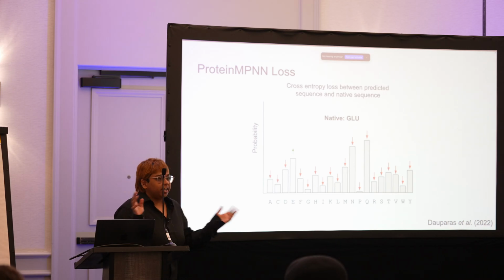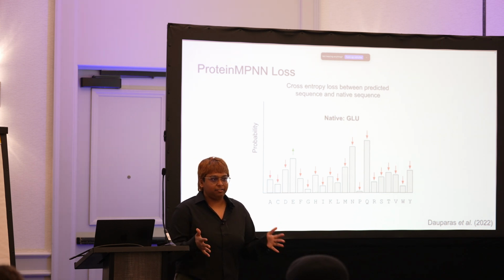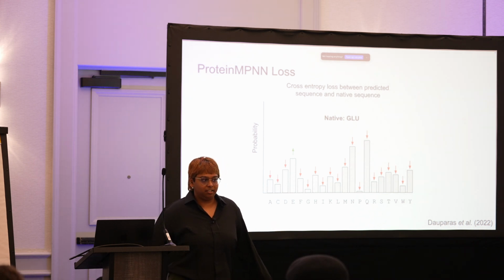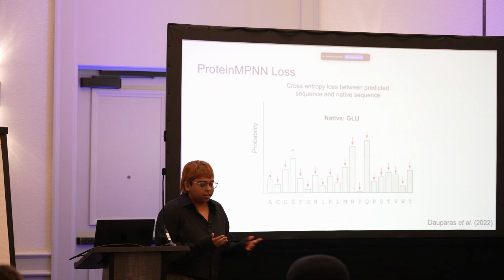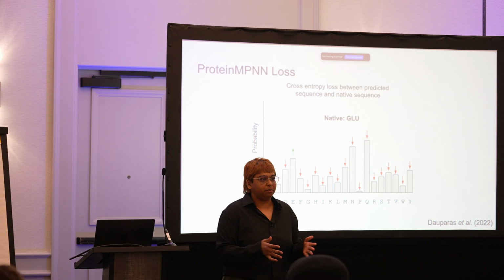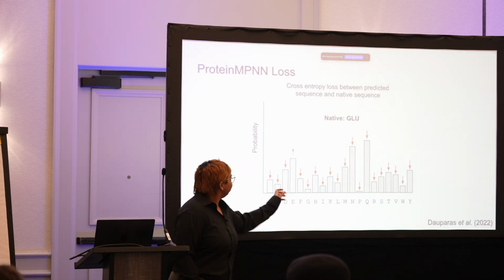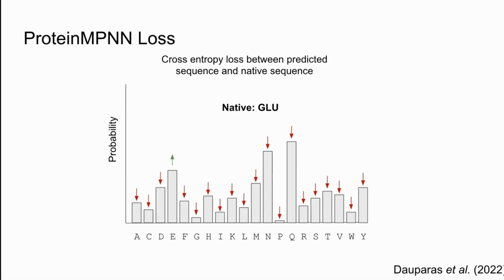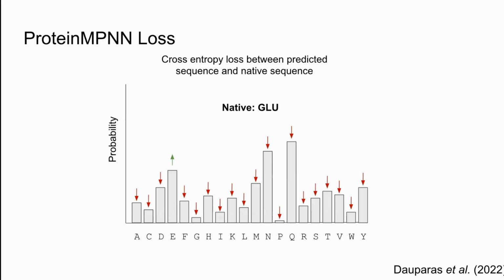So, okay, here's a question for you guys. What would the true distribution look like in this case for a specific amino acid? So if you have, say, a position where you know that it's supposed to be a glutamine, how would you represent that probability distribution? It would be a 100% bar on glutamine and everything else is 0. So it's trying to take the prediction that ProteinMPNN gives and push it towards that true distribution.